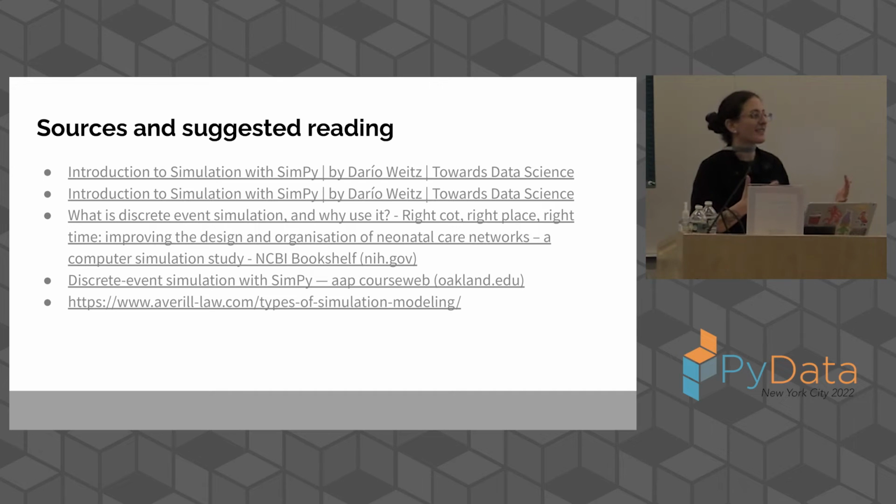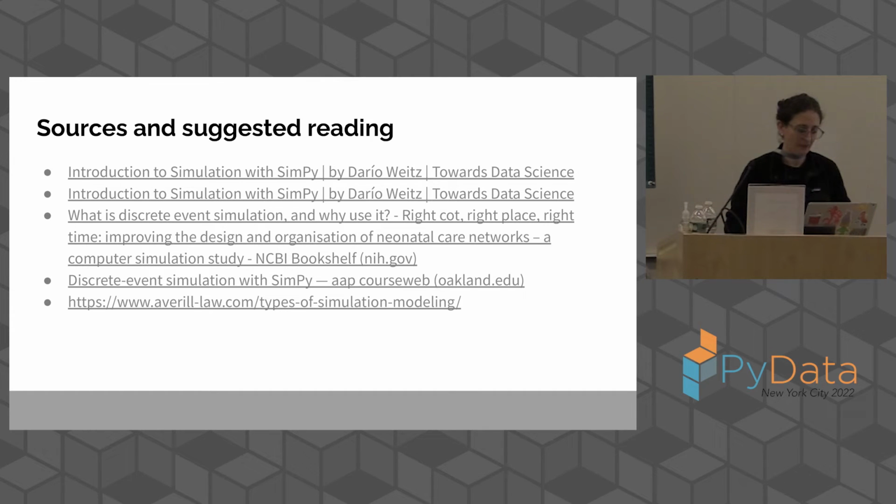But let's do the code. Okay, we're going to write a very simple model in SimPy. Yeah, go for it. Do you have the link yet? Yeah, for sure. You can either download it from GitHub, or you can go to the Colab notebook. I don't want to change tabs. I'll give you guys a second.